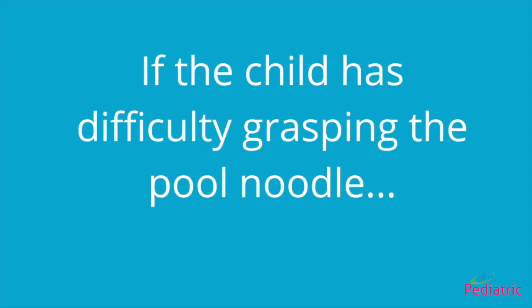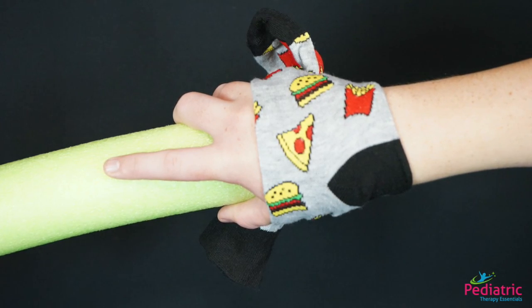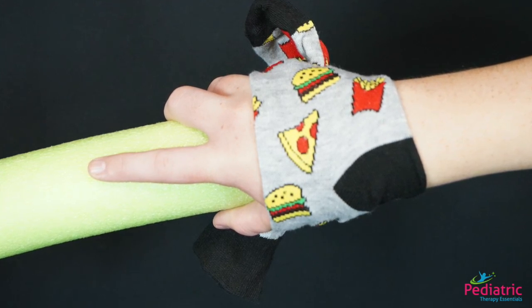If the child has difficulty grasping or holding on to the pool noodle, you can simply use a wrap or soft sock to support their hand in place. Be very careful to make sure the wrap or sock isn't too tight.